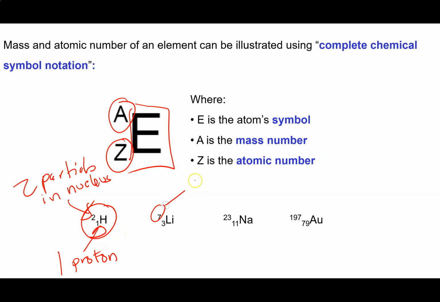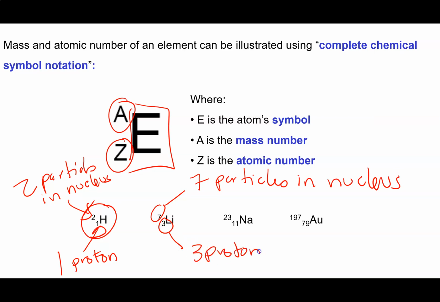This guy has 7 particles in the nucleus, what we call nucleons, 7 nucleons. And of those 7, 3 are protons. Now, because the number of protons always equals the number of electrons, we also know that this particular atom has 3 electrons. We also know that this is a lithium atom because we've got the symbol there. Okay, so that's kind of review in a sense. We're just elaborating on it a little bit.